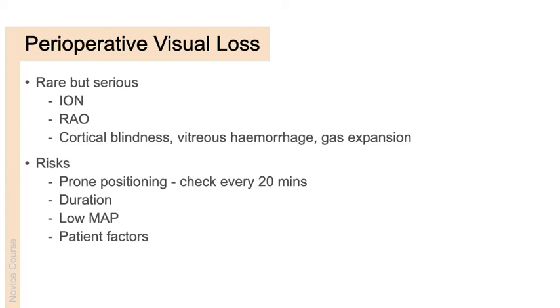Duration of surgery is important. The longer it goes on, the higher the risk of peri-operative visual loss. Also, running low mean arterial pressures. And that clearly has a perfusion impact. And when I went through the various pathophysiology of ischemic optic neuropathy and retinal artery occlusion, you can see why that would be important. But then there's a number of patient factors, such as anemia, hypertension, diabetes, or if they're indeed a vasculopath.